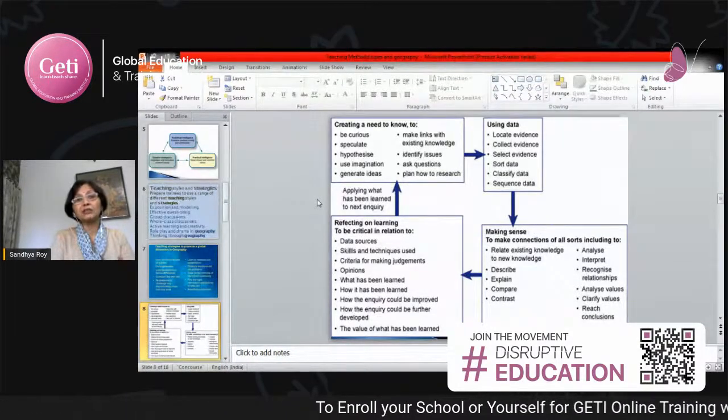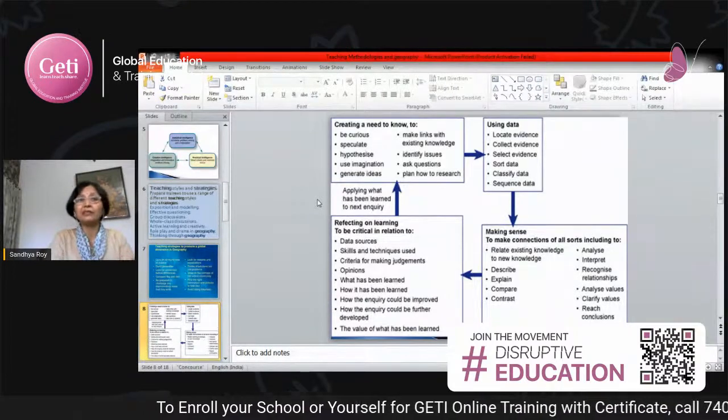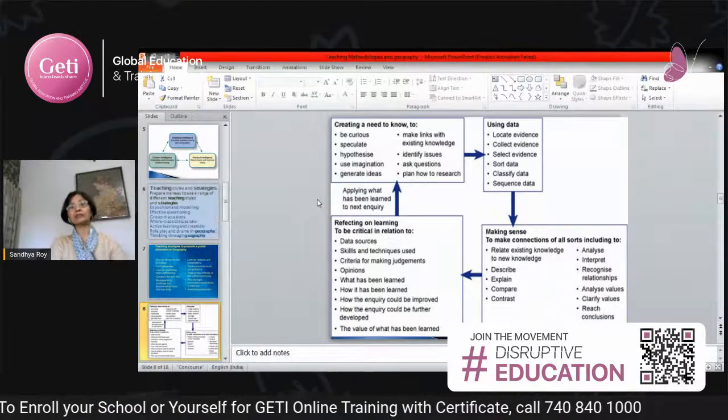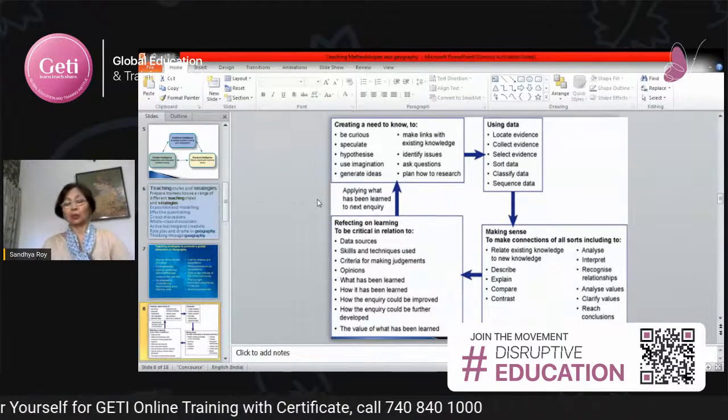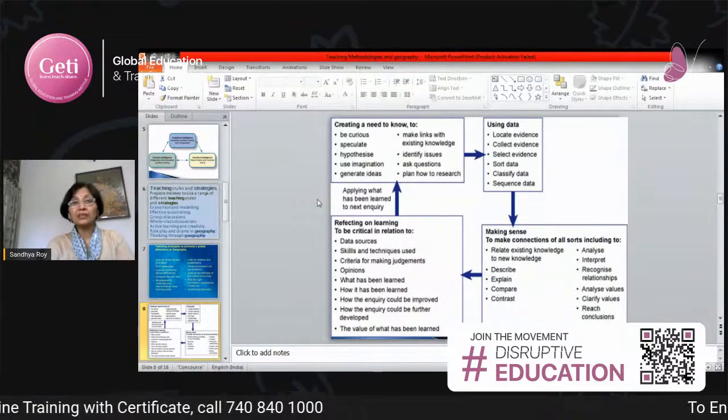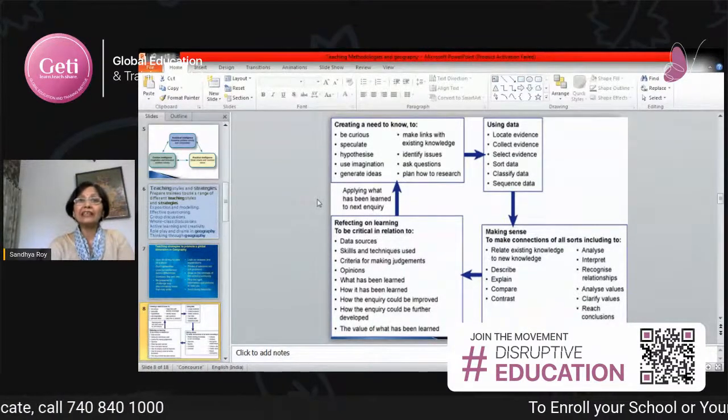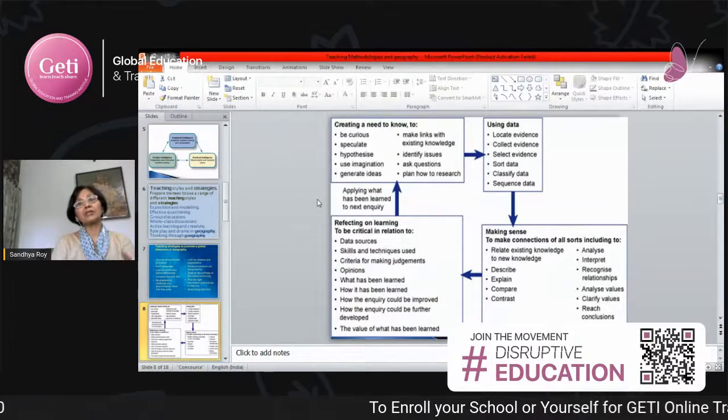So this is the research work. This is how they are being trained. It is very important to train the students in a way so that they can work. The more research work they have, the more the learning keeps on going. So research work is very important.